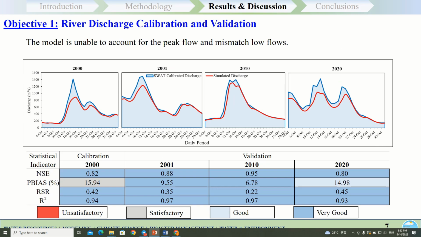And this is our first objective, which is the river discharge calibration and validation. The study selects four main flood events. Based on the figure for the calibration and validation period, this model is able to account for the peak flow, but misses some low flow due to the modified river geometry with the cross-section. But overall, in this study, all the flood events passed. This model is acceptable for the simulation of flood inundation.